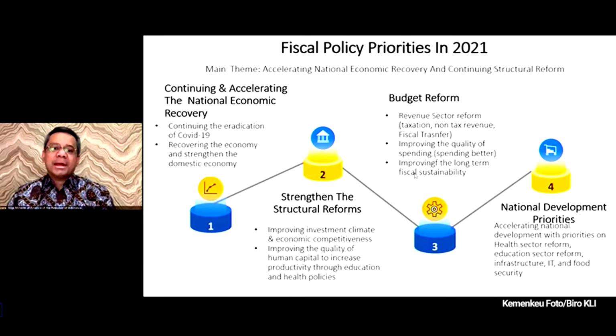This translates into accelerating development priorities in health sector reform, education reform, infrastructure, information technology, and national food security. As we can see from the picture, this is the Deputy Minister of Finance, Suahasil Nazara, giving a keynote speech at the Standard Chartered Asian Country Investment Webinar. From what is presented in the picture, we can see that there are four fiscal policy priorities in 2021. First is continuing and accelerating the national economic recovery. Second is strengthening the structural reforms. Third is budget reform, and fourth, national development priorities.